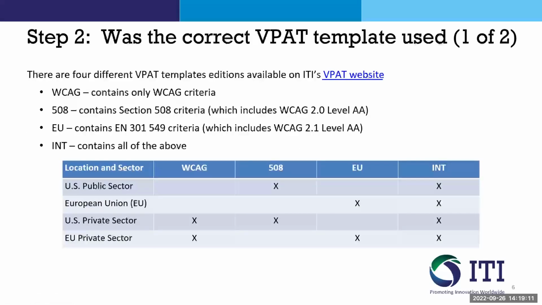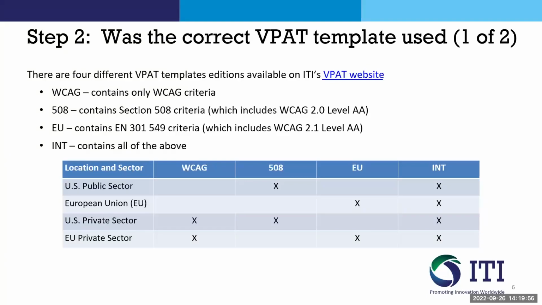Okay, step 2, you just need to look at the cover page, the title page of your report, of your ACR, and you need to determine if what was turned in by the company who's selling you the product, did they use the right VPAT template for your needs? There are 4 different VPAT template editions available on ITI's VPAT website right now. Okay, so you can have WCAG, and the WCAG version only contains WCAG criteria. Section, and that would predominantly be for software, but you can determine that, whatever you're purchasing. If that's what they send you, you can look that over.